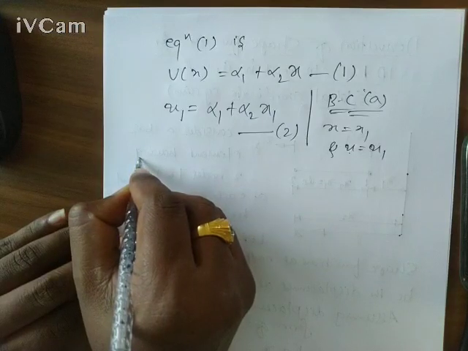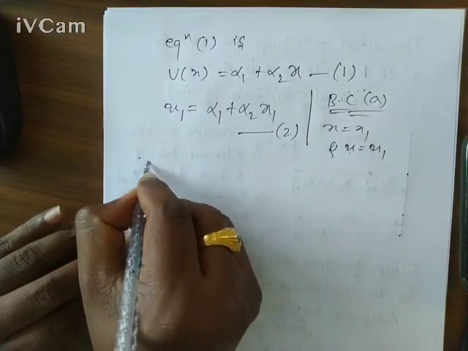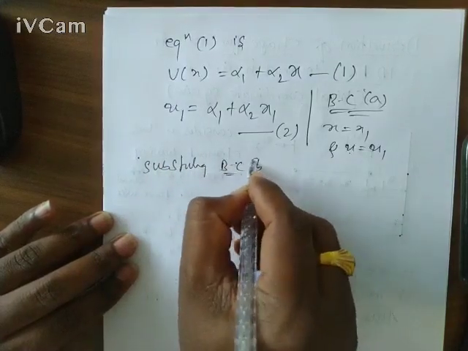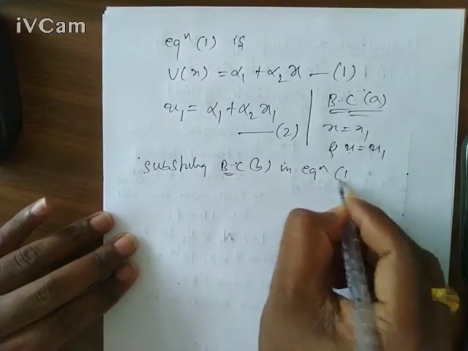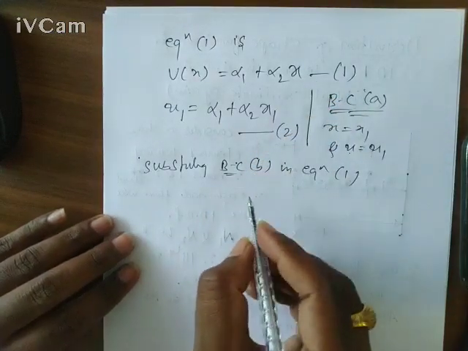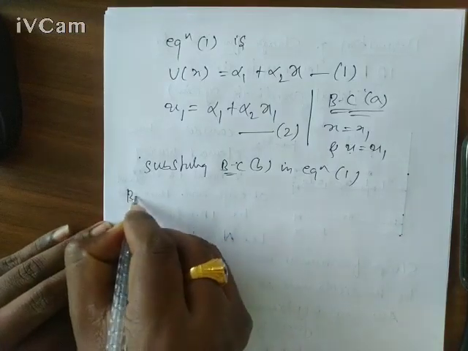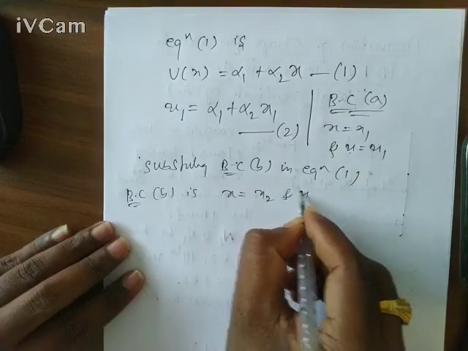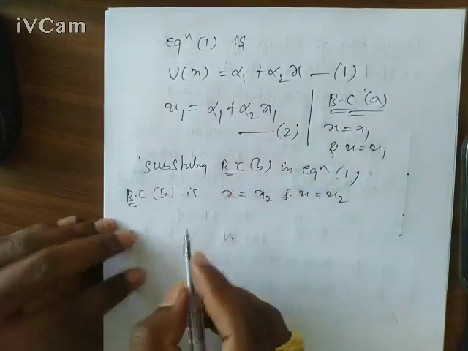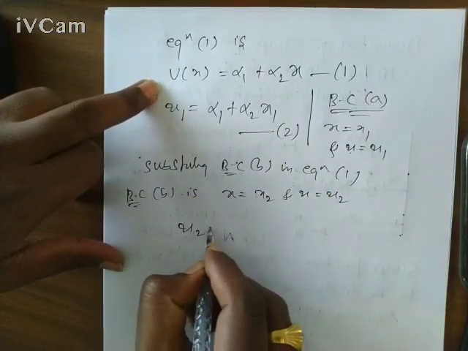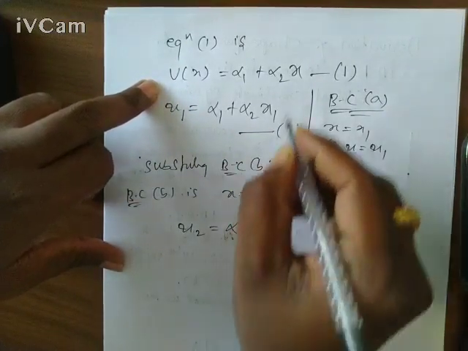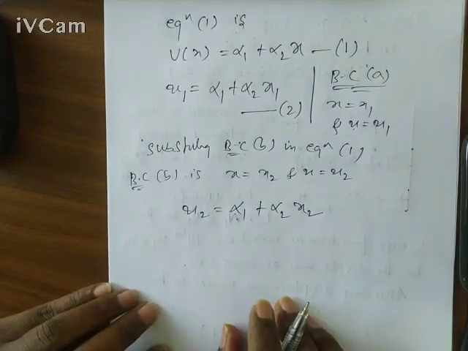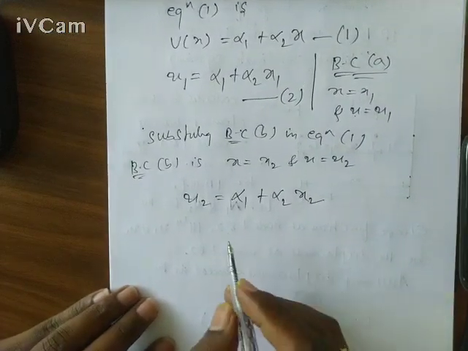Now I have to substitute boundary condition B in equation 1. Equation 1 is here, this is the first equation. So what is my second boundary condition B? Boundary condition B is at x equal to x2 and u equal to u2. So in place of u I have to write u2, alpha 1 as it is, plus alpha 2, in place of x I have to write x2.